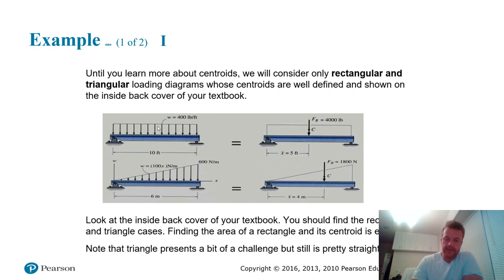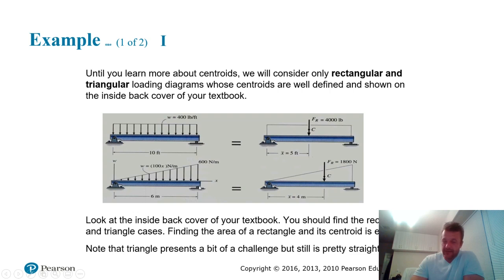So let's look at the rectangular example first. What would be the resultant force? Well, if there's 400 pounds per foot, that's the force density across that beam, and it's 10 feet long. It's just 4,000 pounds, right? If I take the area under that curve, it would be the height, which is the value of that density function, 400 pounds per foot, times the width, which is 10 feet. So that's how they're getting that 4,000 amount.